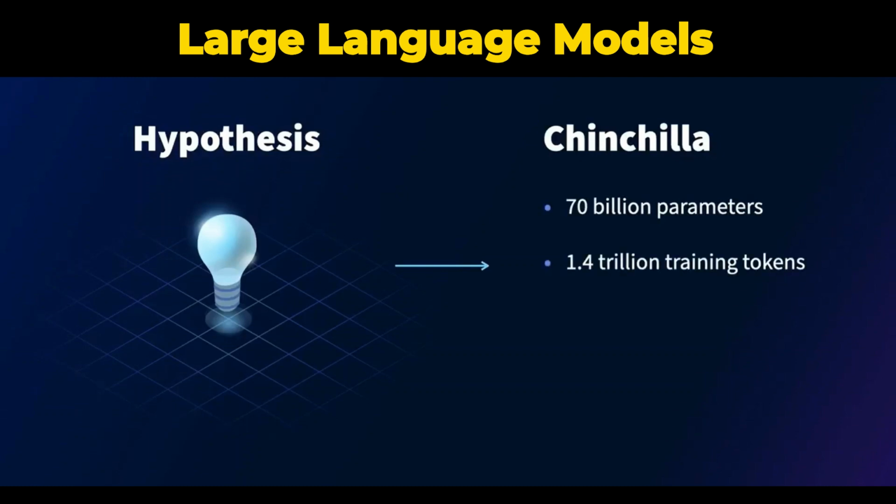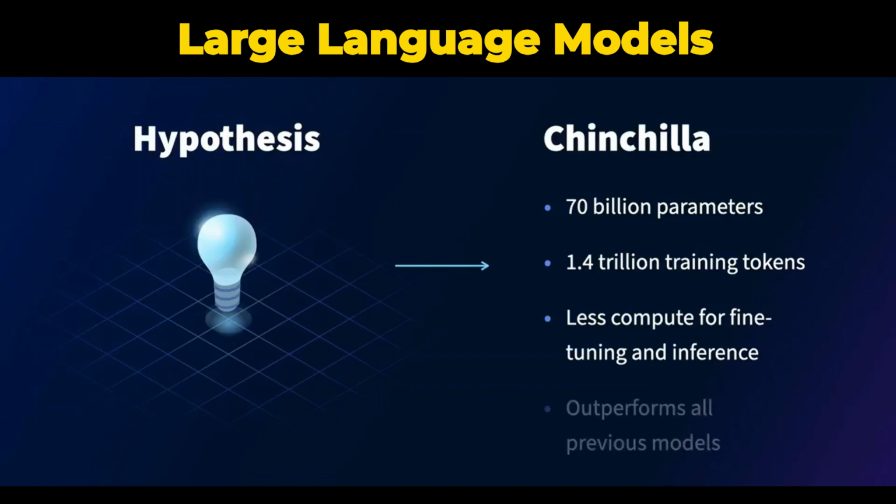Now, one of the key benefits of Chinchilla was that it was a smaller model. This meant less compute was required for fine tuning and inference. Now, remarkably, the 70 billion parameter Chinchilla outperforms Gopher, which has 280 billion parameters, GPT-3 with its 175 billion parameters, and Megatron Turing with its 530 billion parameters on a large range of language tasks.